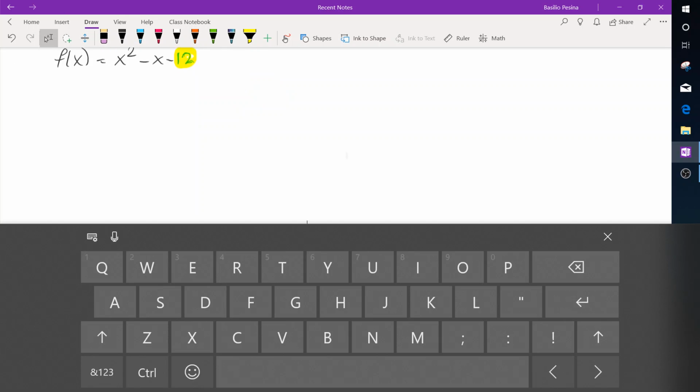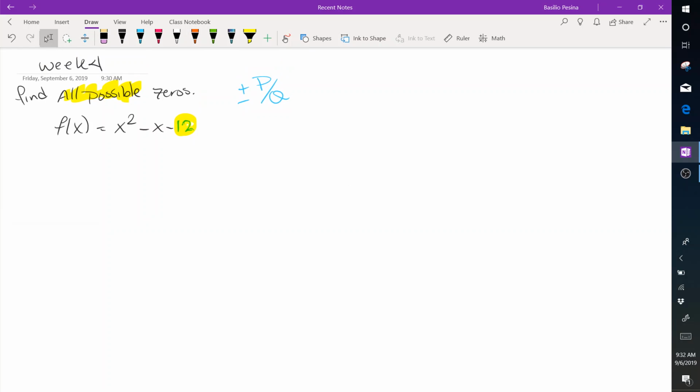Our q's, on the other hand, are going to be the factors of the term in front of the leading degree. So we're going to label p as 12. The reason we don't care about the negative sign is that at the end of the day, it's positive and negative. And our q is the term in front of the x squared, our leading term, which is 1. We're going to break down these factors.